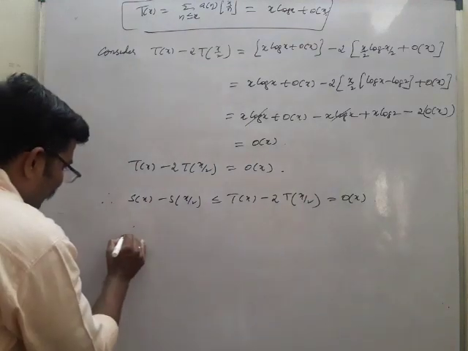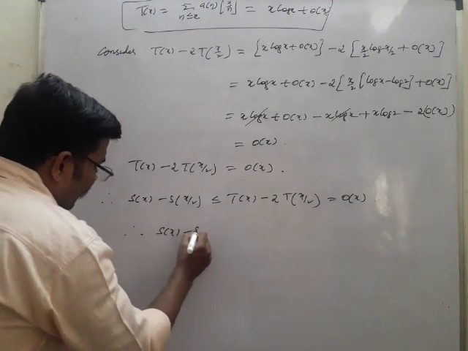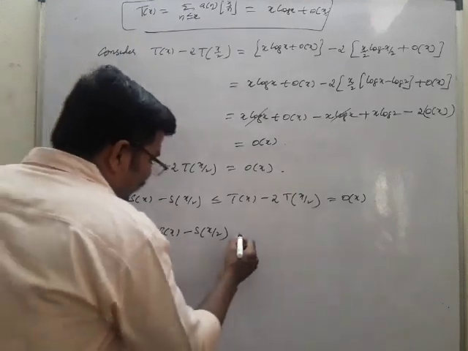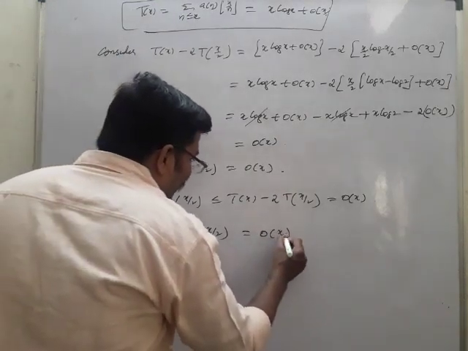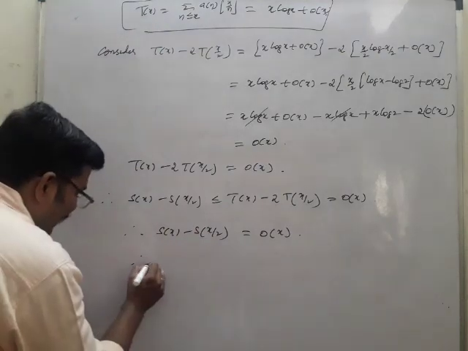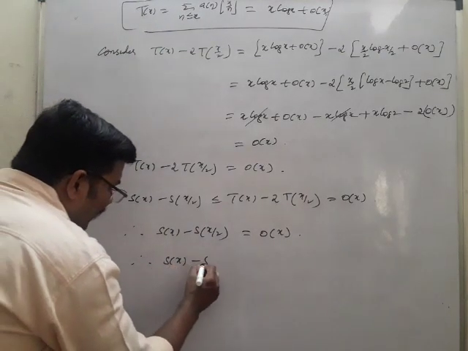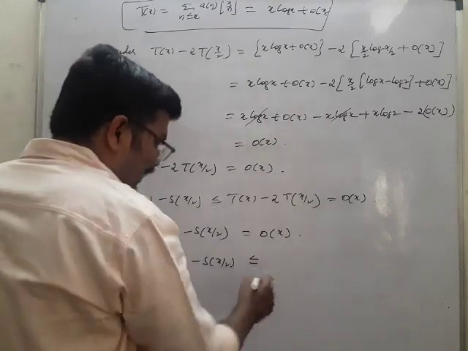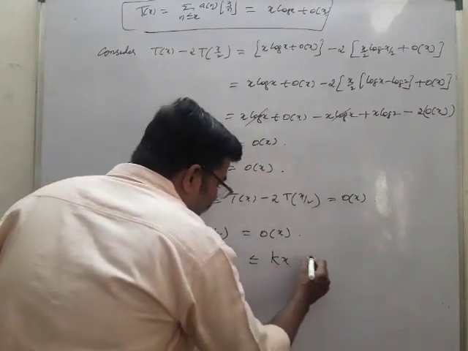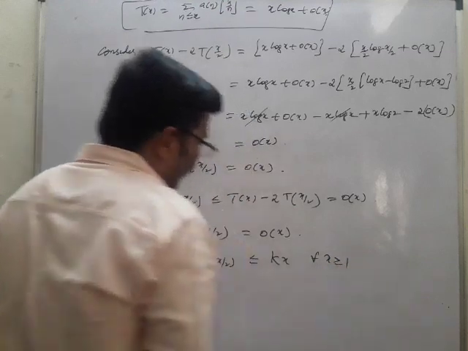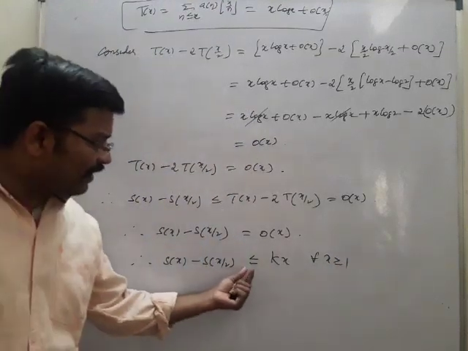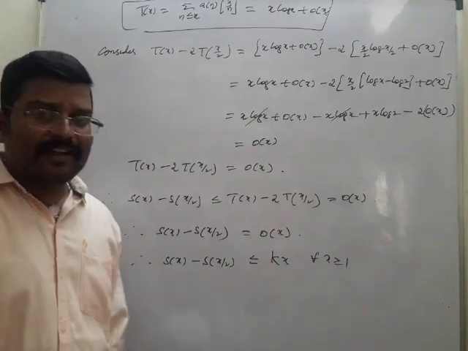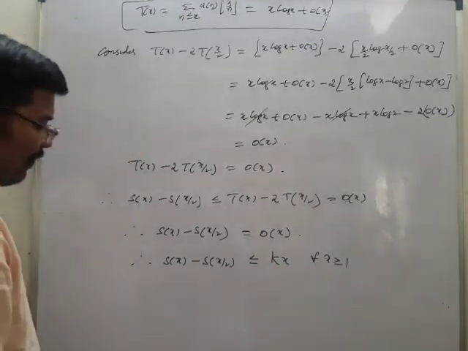So therefore s of x minus s of x by 2 may be equal to some big O of x, or I may write s of x minus s of x by 2 is less than or equal to k of x for all x greater than or equal to 1. It is bounded by a value less than or equal to k of x, such that for all x greater than or equal to 1.